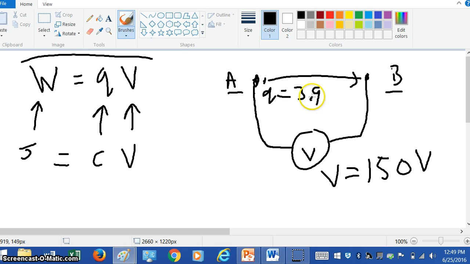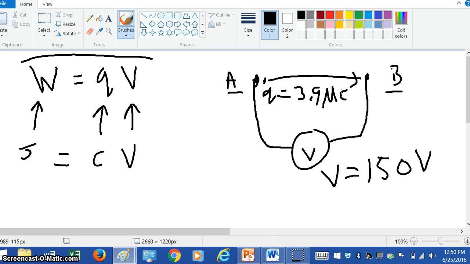Now see, a coulomb is a huge amount of charge, so generally you don't really see coulombs of charge. I mean, sometimes you do, but that's actually pretty rare. In normal electronics, for example, that you would find in a computer or a television or your cell phone, you're talking about very small amounts of charge. So let's say it's 3.9 microcoulombs.